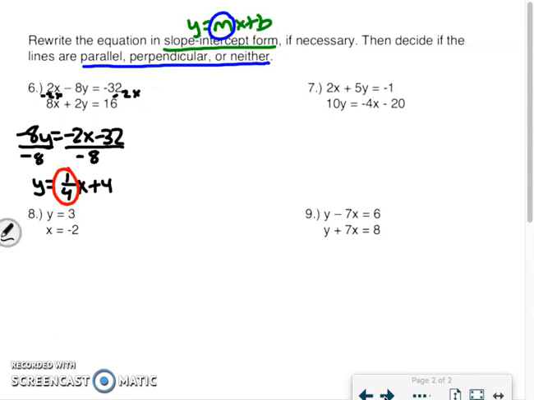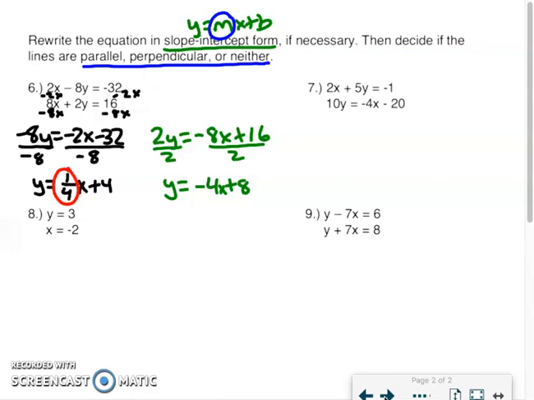I'm also going to do the same thing for this 8x plus 2y equals 16. So I'm going to subtract 8x from both sides. So over here I would have 2y equal to negative 8x plus 16. Divide both sides by 2, the whole right side and whole left side. Now I have y by itself. Negative 8 divided by 2 is negative 4. 16 divided by 2 is positive 8.